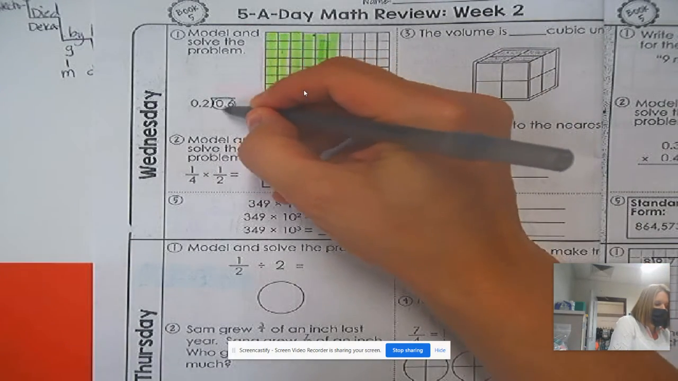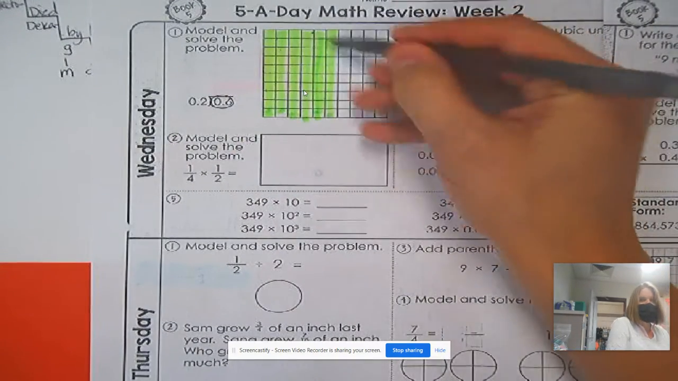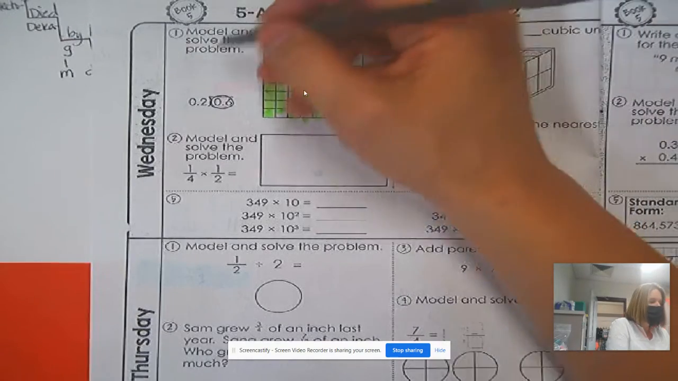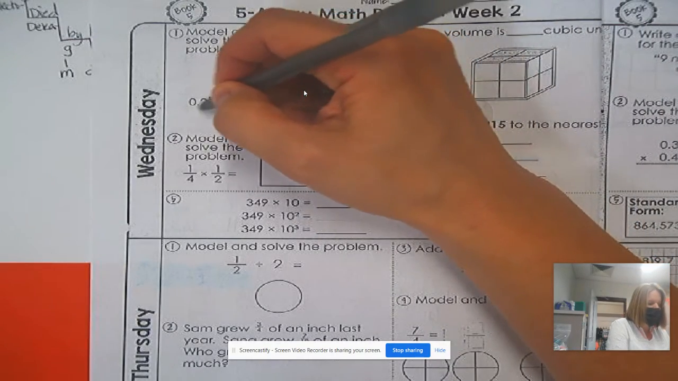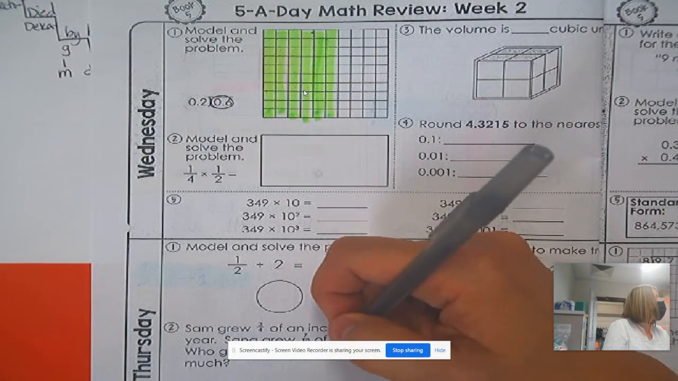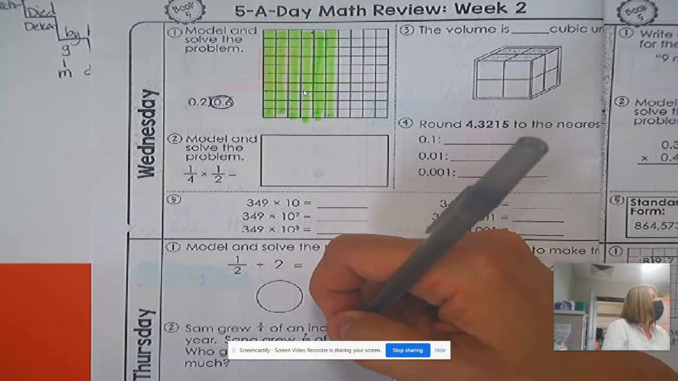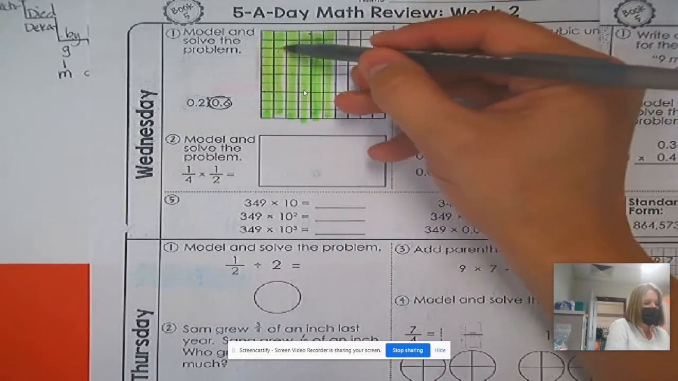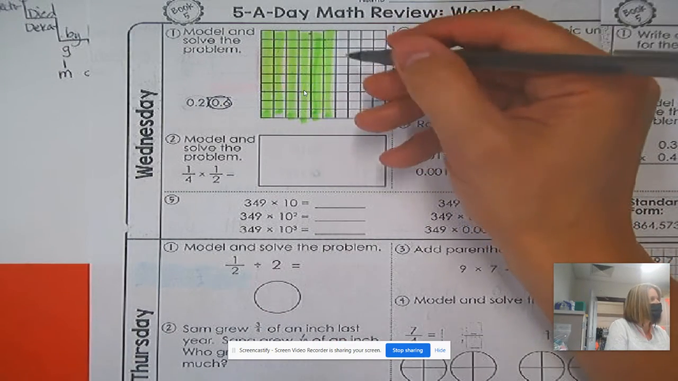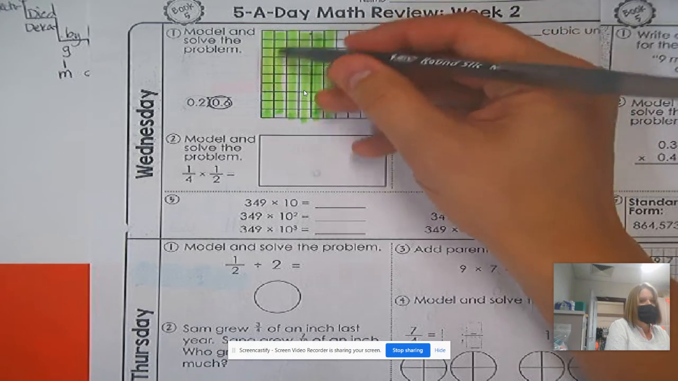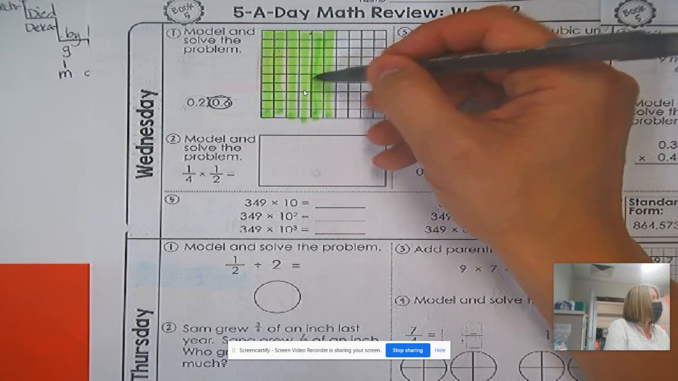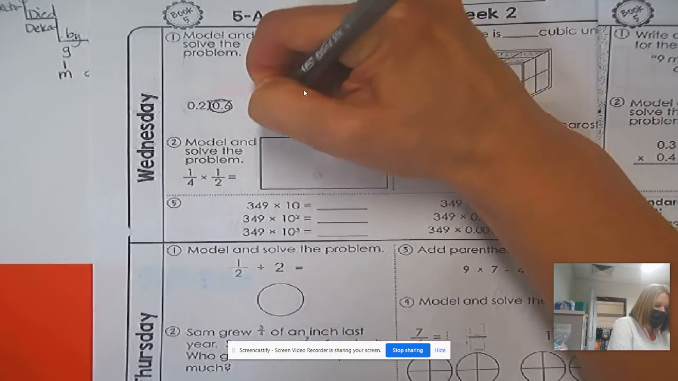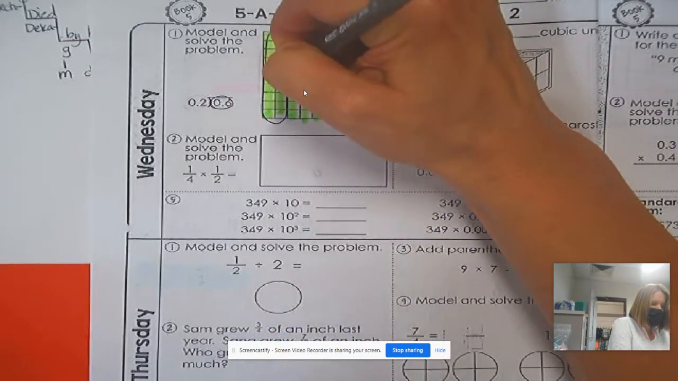This is our dividend. How much we want to divide. Okay, so we're going to divide it into groups of what? 2/10. Good. Do I have enough to make 2/10? Could I make a group of 2/10 out of what I have? Yes, I can. There's a group of 2/10. I'm going to put a 1 there.